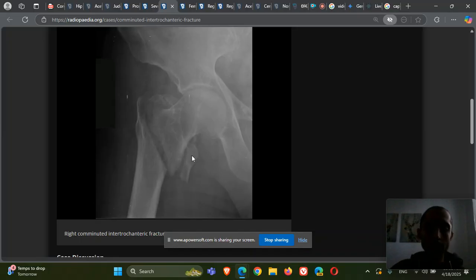Now, for the lesser trochanter, the lesser trochanter is connected to the iliopsoas, a very strong muscle.